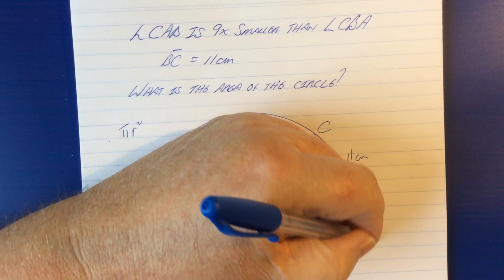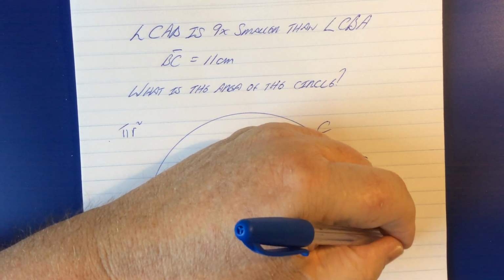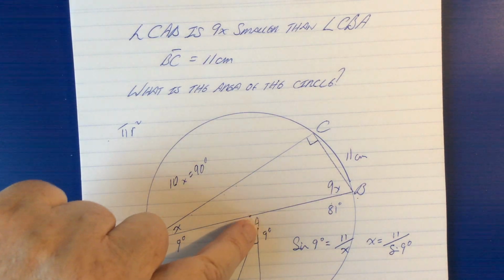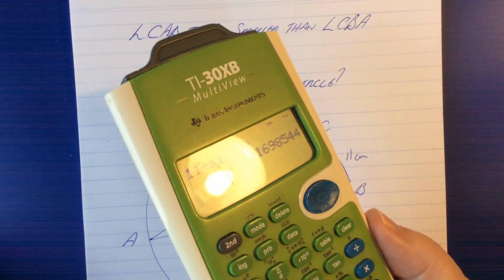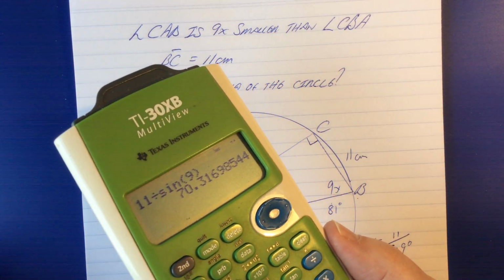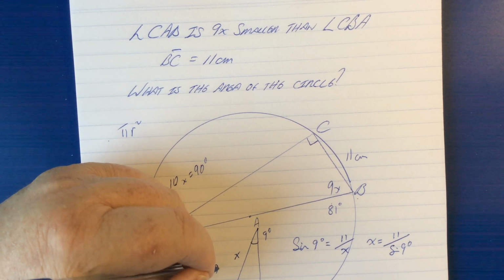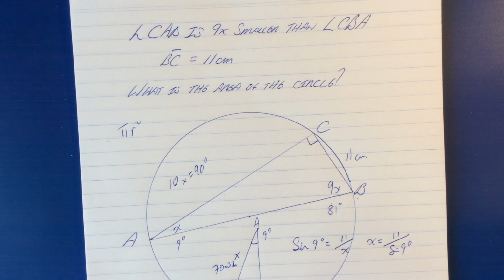Now we can rewrite that as x is going to equal 11 on the sine of 9 degrees. And it's time for a calculator. So let's see what that is. We're trying to find this length, which corresponds to this length here. Okay, so what is it? 11 divided by the sine of 9 degrees. And that is that number there. Can you see that? 70.316. Now that tells us what that is. I'll just make a quick note of that. 70.32 we'll say.